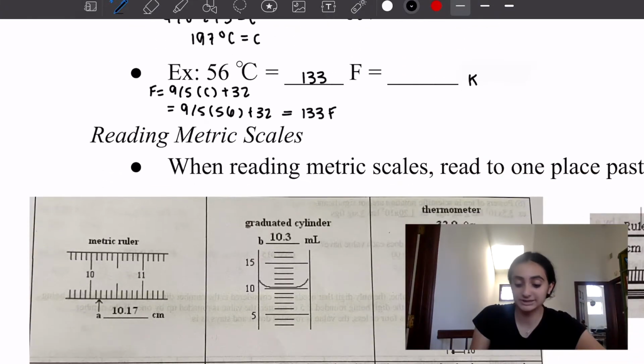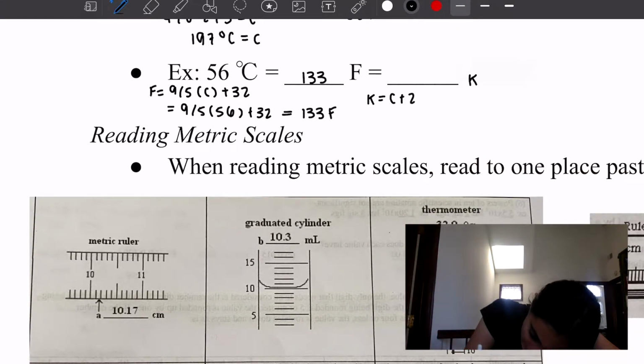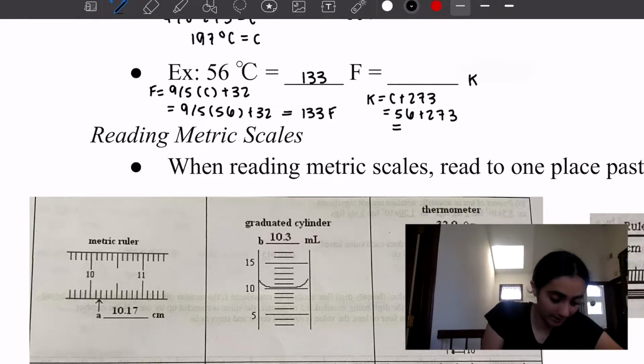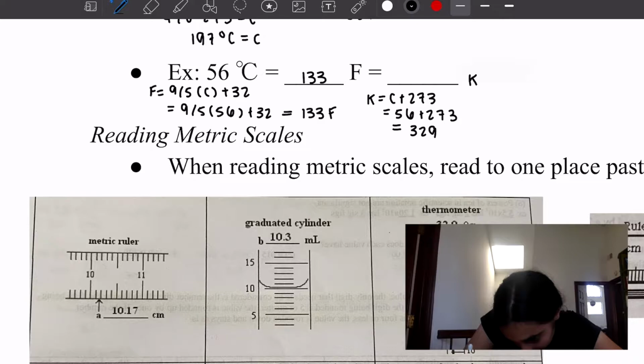So now we're going to go from Celsius to Kelvin. So K equals C plus 273. You guys know the drill. So if we add 273 to 56, we get 329 K.